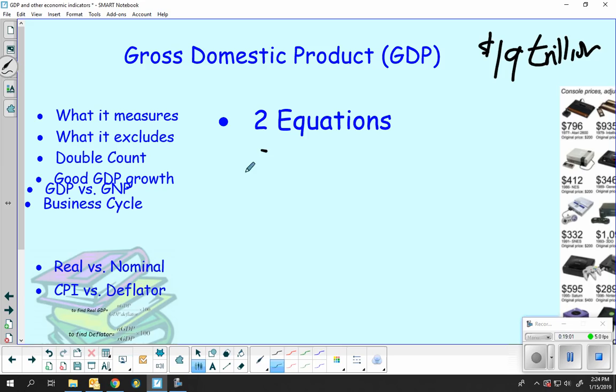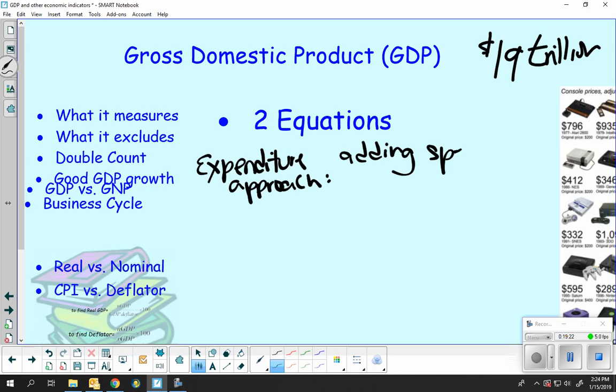So the equations for GDP, let's look at the first equation. The first equation is when you add up all the spending. And so they call it the expenditure approach. When you add up all the spending, adding all spending together. This is the one that we're going to be doing the most often. There are two equations, but there is one of the two that is the more important one, and it's this one. And it's GDP equals.